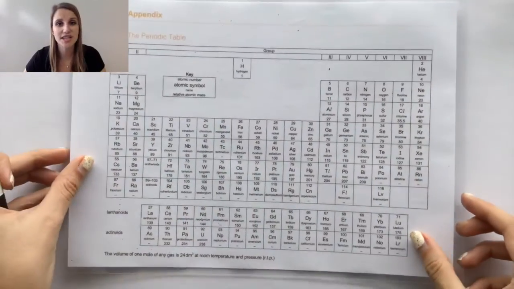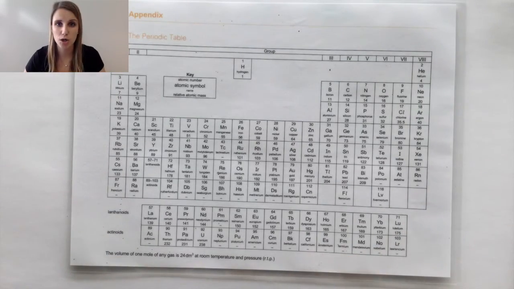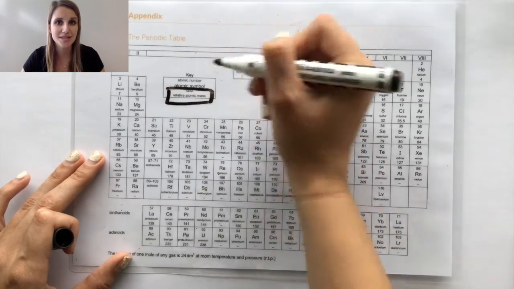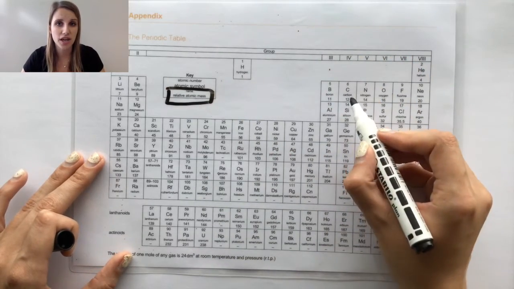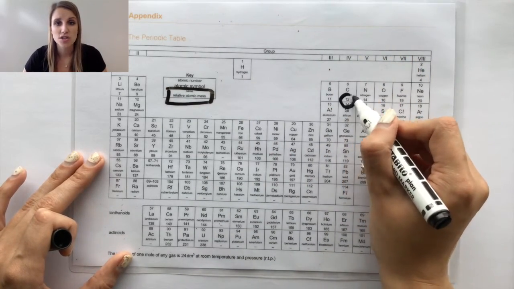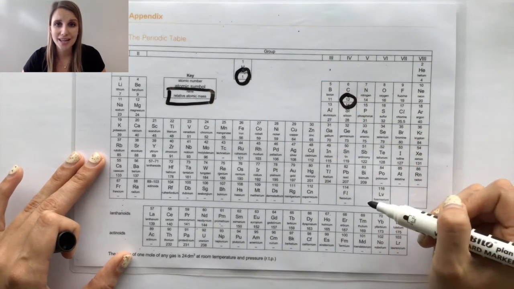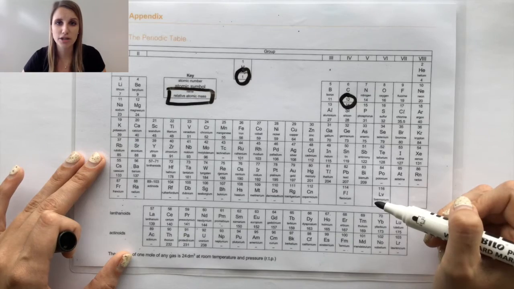You're definitely going to need your periodic table to be able to calculate this. This is where we find the relative atomic masses. You can see it's at the bottom of each of the element boxes. So carbon is 12, hydrogen is 1. We're going to need those numbers. They're the ones I'm referring to in the examples that we're about to move on to.